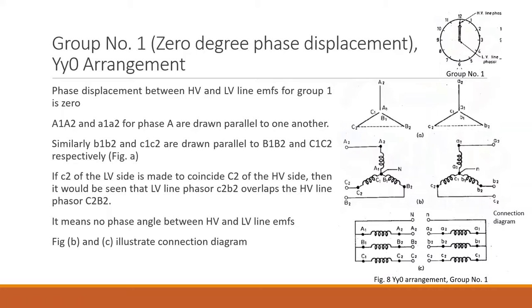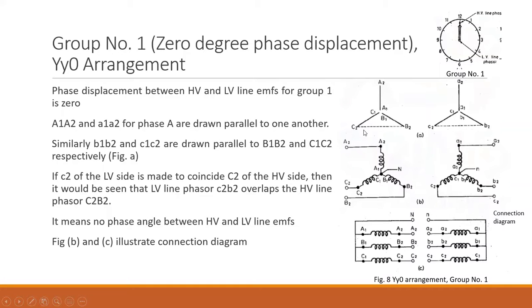And when you are going to draw the phasor for LV, it has to be drawn parallelly. Already we said that while drawing the phasor, once A1, A2 is drawn, you can draw A1, A2 for the LV phasor. Then B1, B2, or B2, B1, will be drawn parallel to this B1, B2. Then C2, C1 should be drawn parallel to this C2, C1.